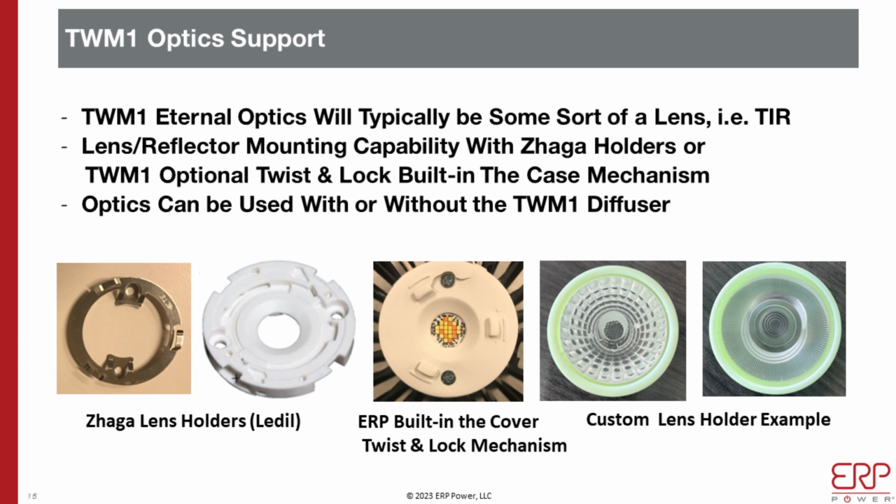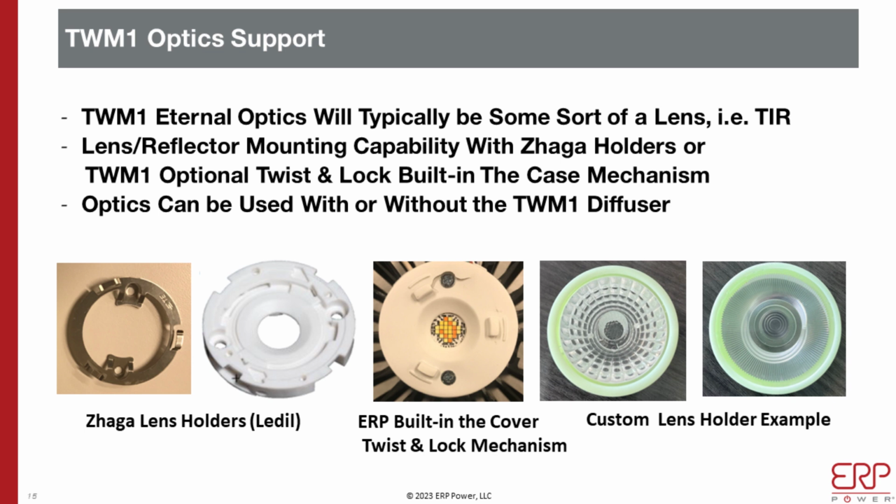Okay, so TWM1, as I was talking about, is more for narrower beam applications, but not necessarily; it's capable of doing much tighter beam angles, and the LES is small. So in TWM1 applications, most possibly customers would be using some sort of a lens, most often a TIR lens. And the lens or reflector, whatever, mounts with Zhaga holders, so that is one option.